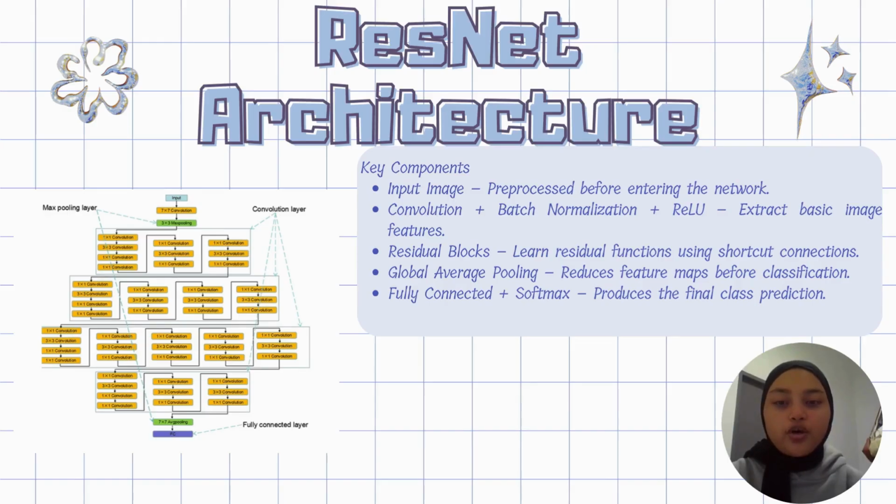The main feature of ResNet is the residual block, which uses shortcut connections. These shortcuts help the network learn effectively, especially when the network becomes very deep. After all feature extraction, global average pooling reduces the feature maps into a smaller size. Finally, the fully connected layer and softmax produce the final prediction by selecting the class with the highest probability.